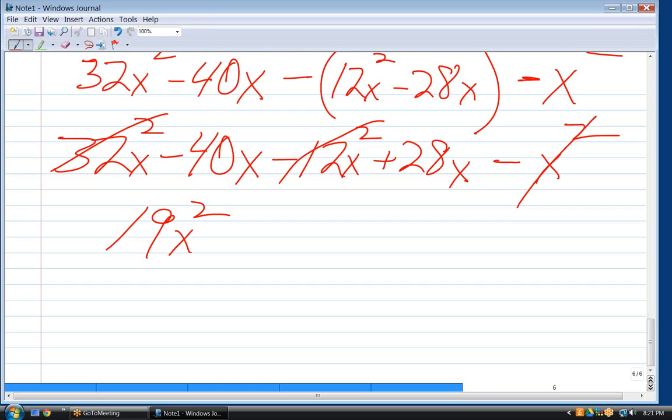Now, how many x's? There's only 2 things left. They're both x's. How many net?